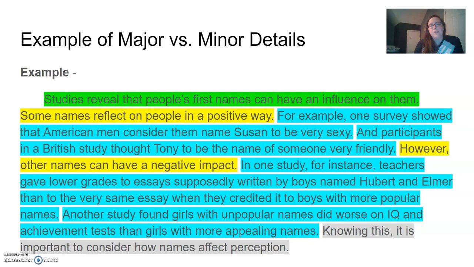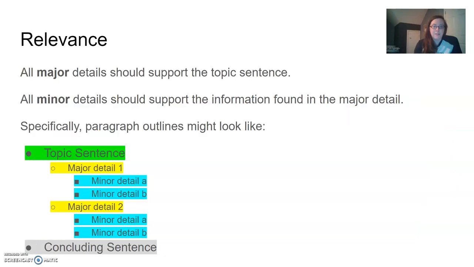So we have a bunch of examples here to support the major details. And so this is a good way to help you understand the structure of a paragraph beyond just topic sentence, supporting details, concluding sentence. Here we can look at when you're presenting your supporting details, you should say, what are my major details? What are my minor details? And you can always refer back to this small outline.